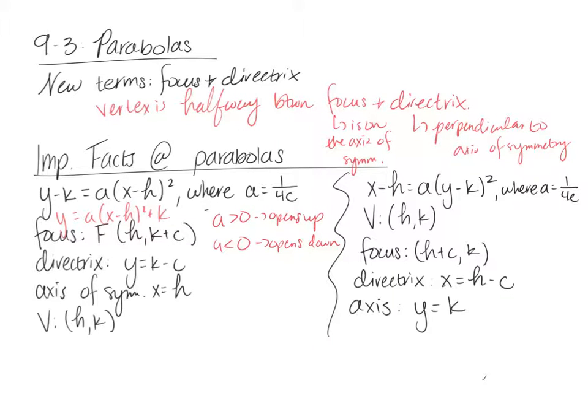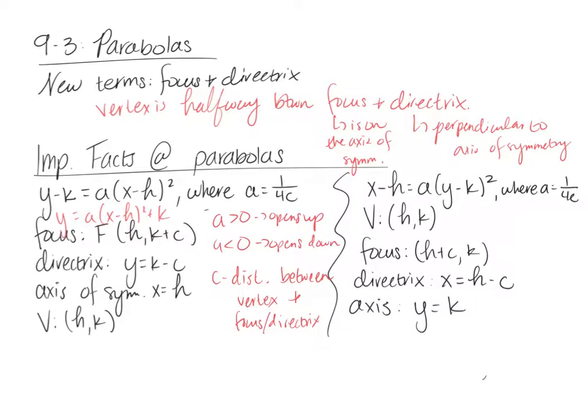So c is the distance between the vertex and either the focus or the directrix, because they had to be equidistant from the vertex. And the axis of symmetry, which you should know from last time, is x equals h, and the vertex is (h, k).